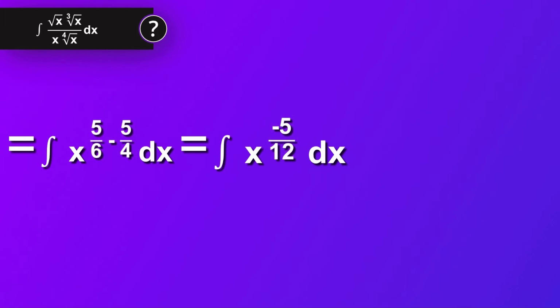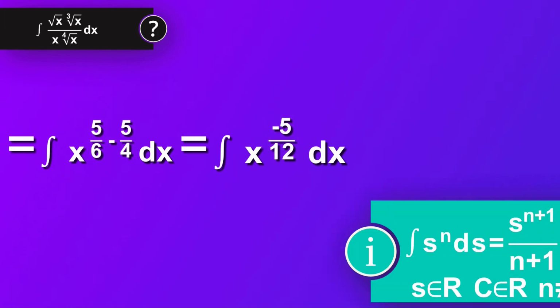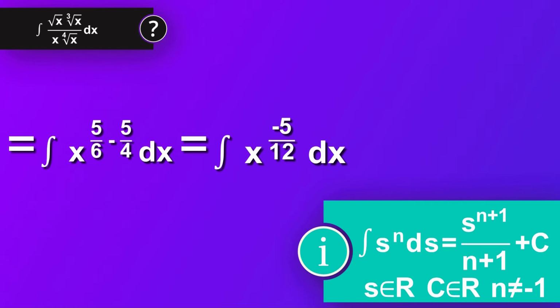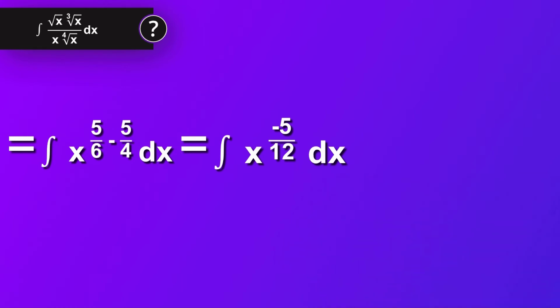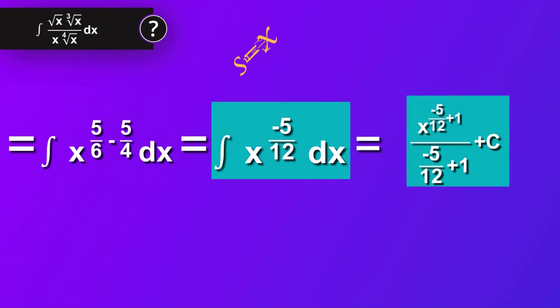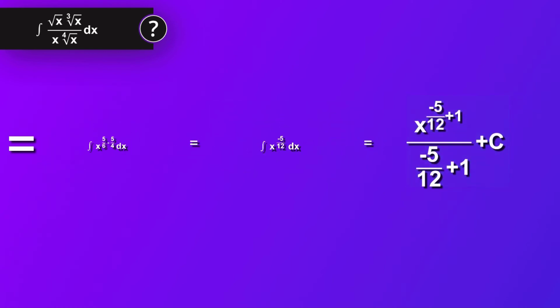And after all those modifications, we can easily apply the formula for solving the integral of s raised to n, which is s raised to n plus 1 divided by n plus 1. We also must add constant c to make sure that we have all our solutions taken into account, as our solution makes a whole class of functions, not a single one. And now, in our case, s is equal to x and n is minus 5/12. We've got x raised to minus 5/12 plus 1 divided by minus 5/12 plus 1, and plus constant c.